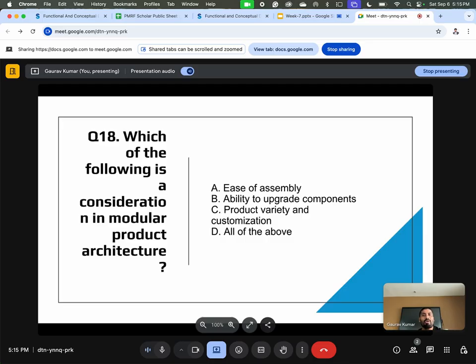So for example, modular smartphones allow camera or battery upgrades. Finally, modular design supports product variety and customization. So customers can choose different model combinations to suit their preferences. So these three considerations together, assembly, upgradability and customization, make modular architectures powerful in modern design.